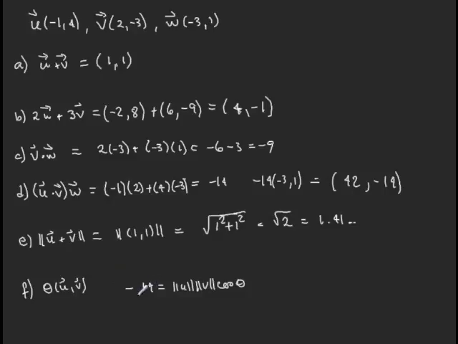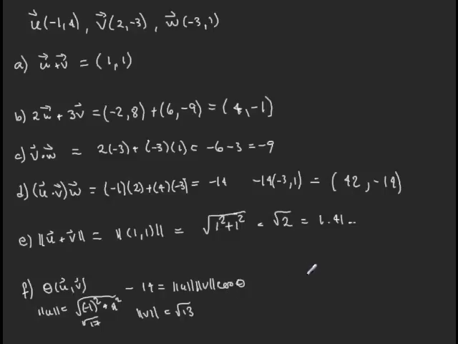Now what we need is the magnitude of u and the magnitude of v. So quickly, let's do the magnitude of u over here, and that's just negative 1 squared plus 4 squared, square root. And that gives us 1 plus 16, which is the square root of 17. And the magnitude of v, I'll do it really quickly. It's just 2 squared, 4, plus negative 3 squared, 9, 4 plus 9, and so that's the square root of 13.